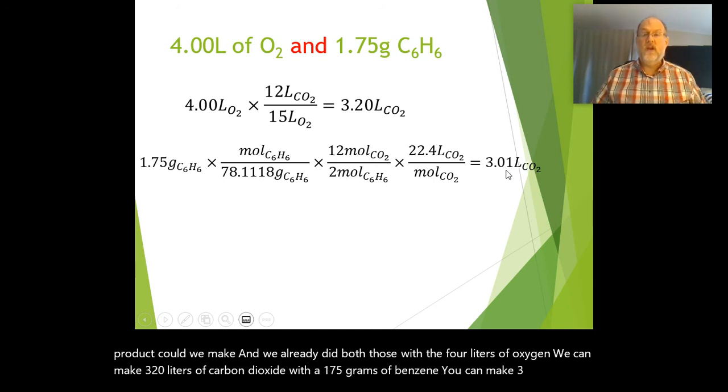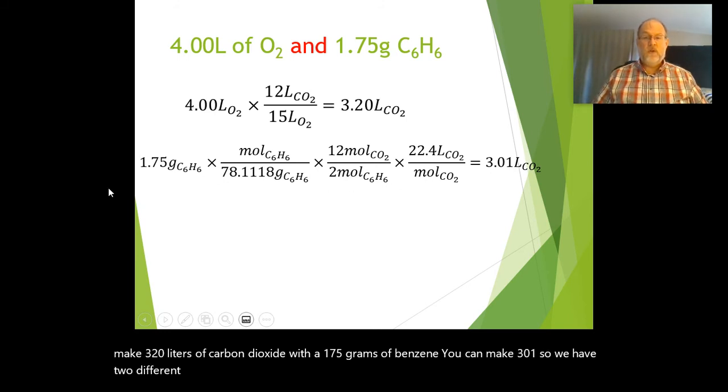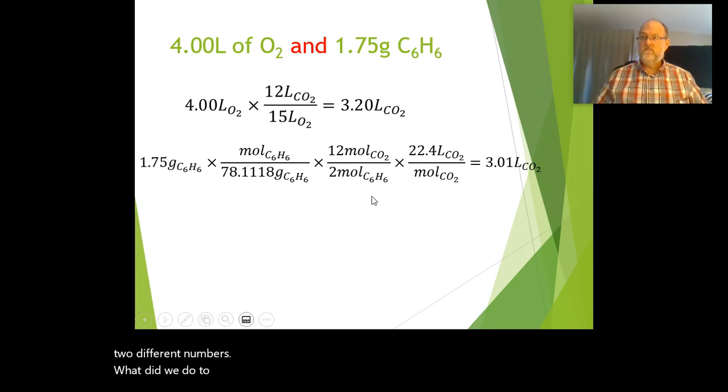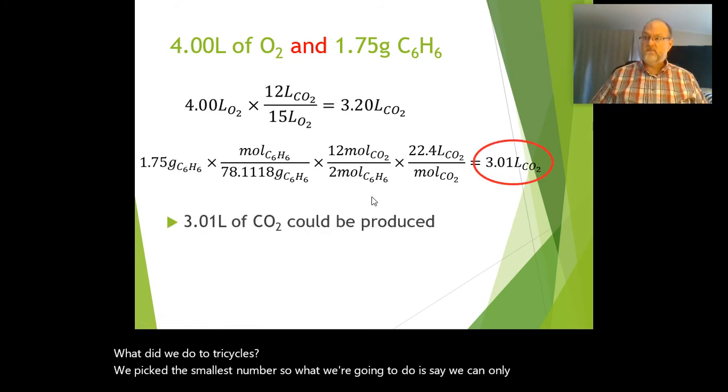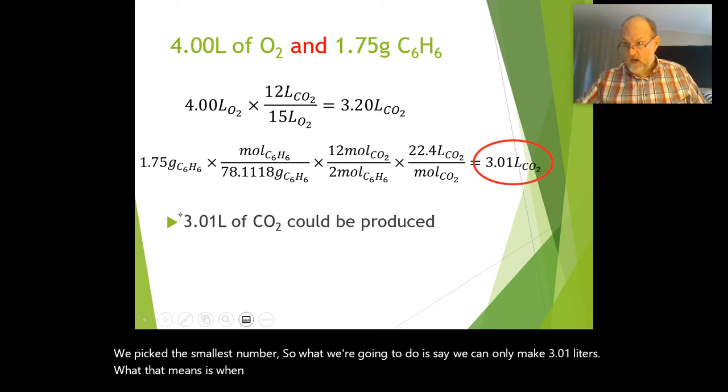So we have 2 different numbers. What did we do with the tricycles? We picked the smallest number. So what we're going to do is say we can only make 3.01 liters. What that means is when this reaction is done, we're going to have none of the benzene left over.